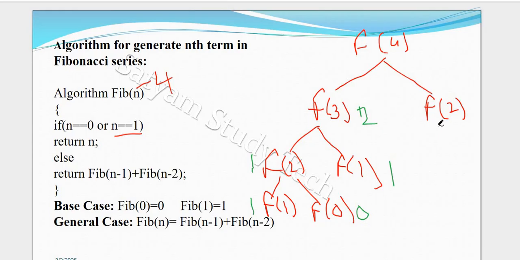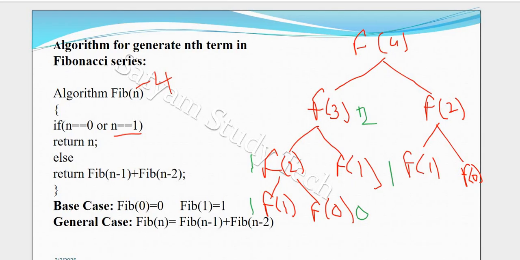And here also the same thing you can expand. So you can see here also f of n minus 1, that is f of 1, and f of n minus 2, that is f of 0. You know already f of 1 value is 1, f of 0 value is 0. So 1 plus 0, that is f of 2 value is 1. You know 2 plus 1, that value is 3. So fib of 4, the value is 3.